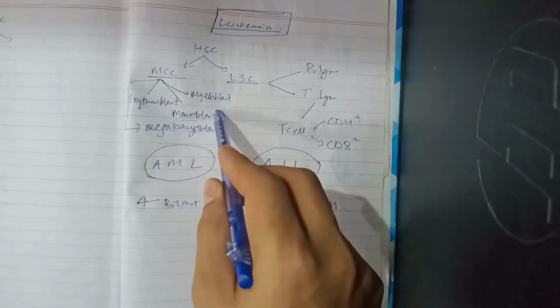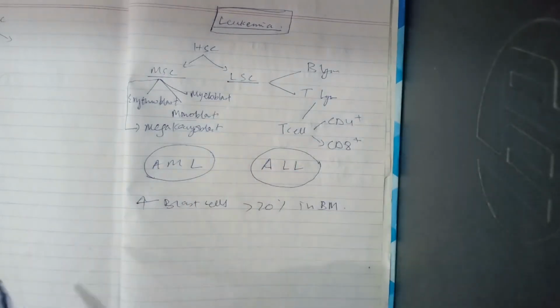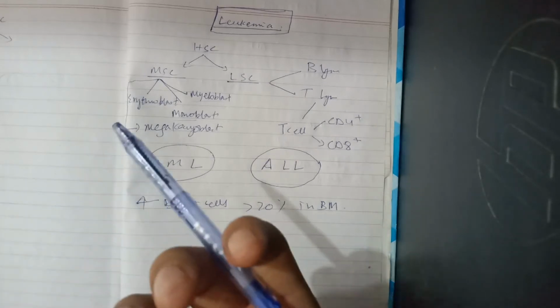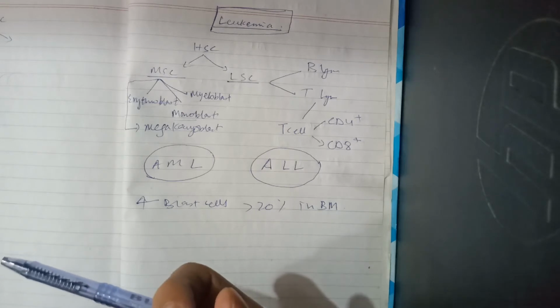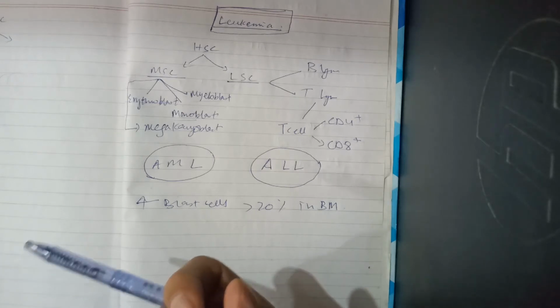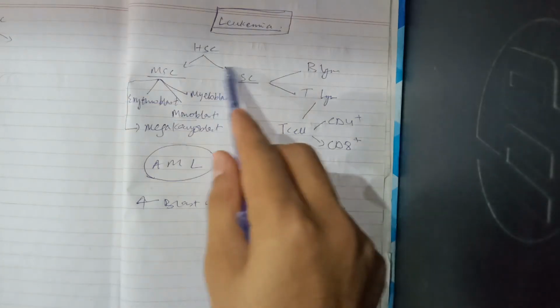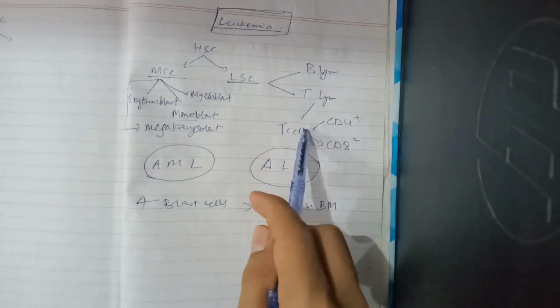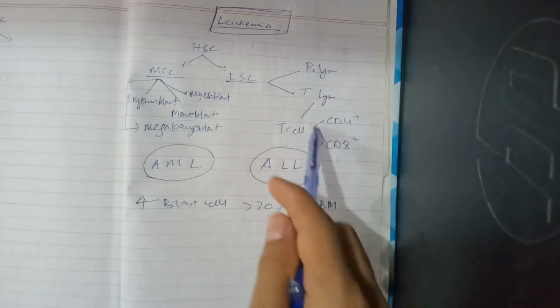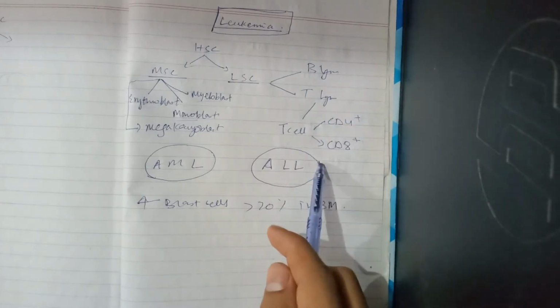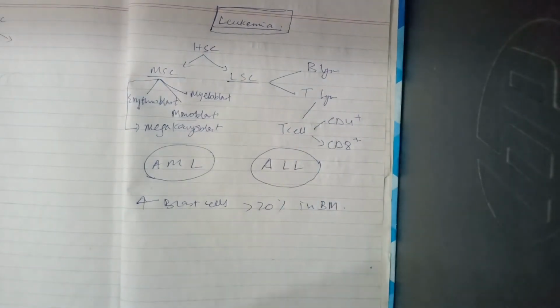The myeloblast is actually a very important one. It will produce a granulocyte. Granulocytes are of three types: the basophil, the eosinophil, and the neutrophil, right? And the lymphoid lineage will produce B lymphocyte and T lymphocyte. T lymphocytes are of two types: CD4 positive and CD8 positive. We'll discuss this in separate videos. For now, let's come on to acute leukemia.